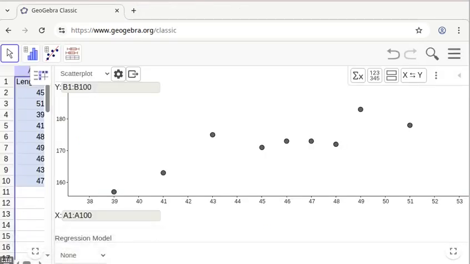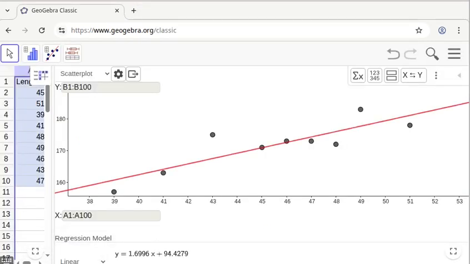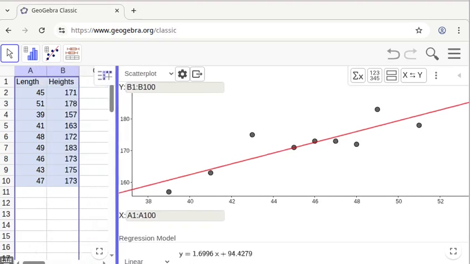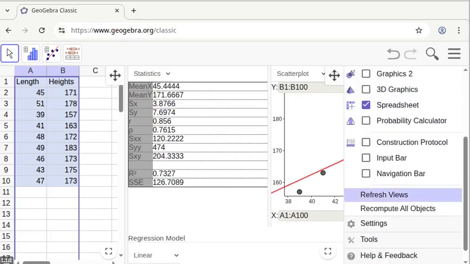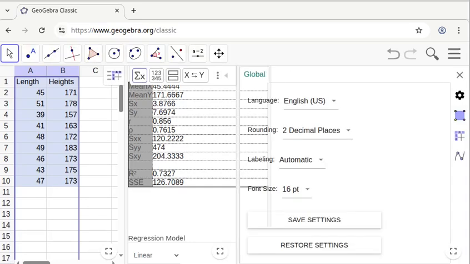And let's see that model. It's always kind of fun. So I'm going to go in linear. I'm going to give myself some room so I can still see the data. And of course, I want to see the statistics. So here's R. I think I'd like a little more decimal accuracy than this. So I'm going to go into settings. And I think maybe 5 decimal places.